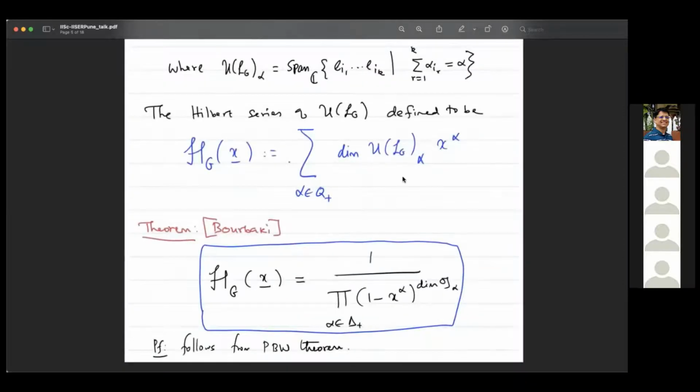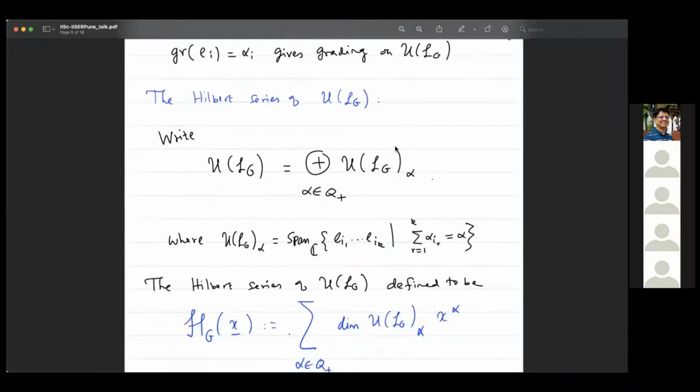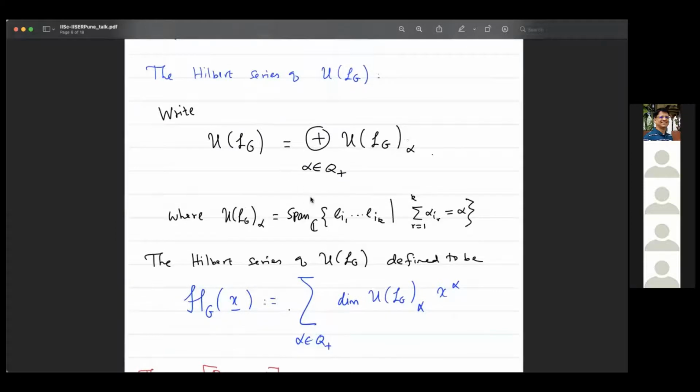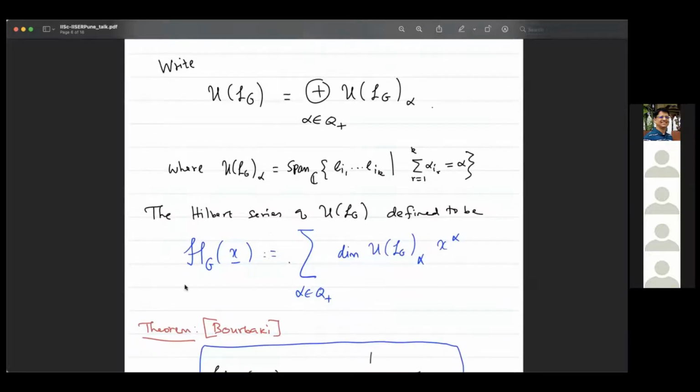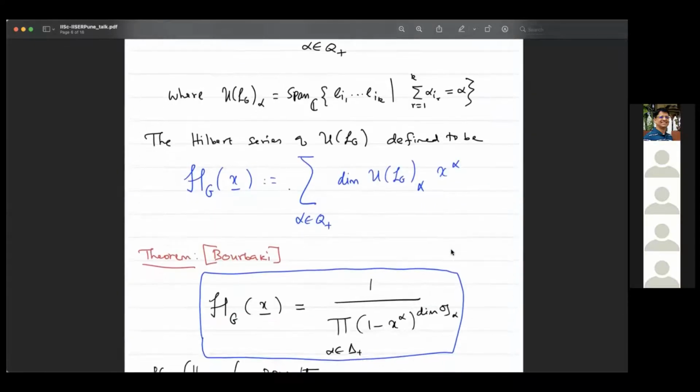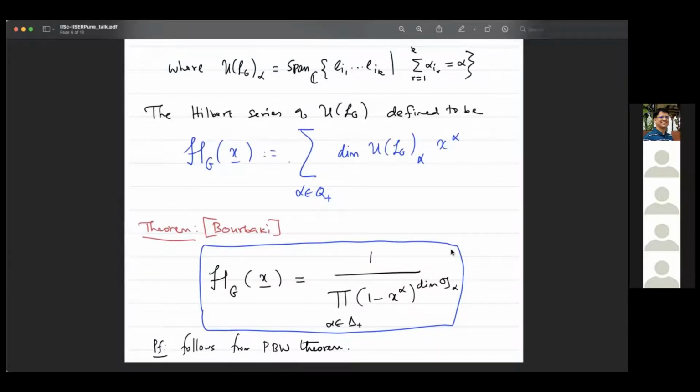Once you have the grading, you can define the Hilbert series of this universal enveloping algebra. The Hilbert series just keeps track of the grading, that is, the dimensions of the graded spaces. It is given by this, where x to the power alpha is the product of x_i to the power k_i, where alpha equals the sum of k_i alpha_i. Then it is not very hard to prove, using the PBW theorem, that there is a very close relationship between the Hilbert series of this universal enveloping algebra and the root multiplicities of this Lie algebra G.